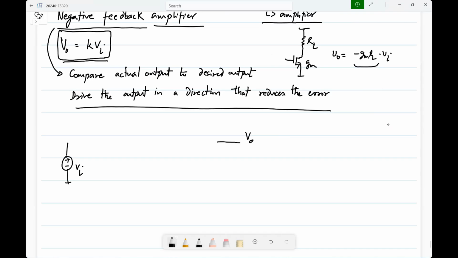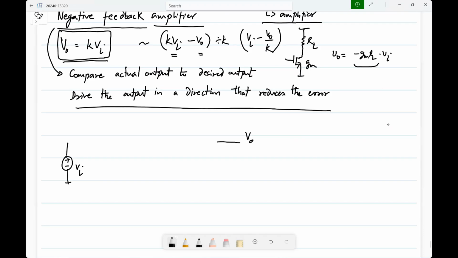So obviously you have to compare the actual output to the desired output, but clearly we can't compare V naught to K times Vi, because if you already had K times Vi, you wouldn't be making the circuit in the first place, right? But this means that really you should have some measure of this, which is desired output minus the actual output. Okay, it doesn't have to be this. If you divide this by K, you will get Vi minus V naught by K. Okay, so it will have the same polarity as K Vi minus V naught, right? So you can implement either one. You have to see which one you can implement in a given situation.